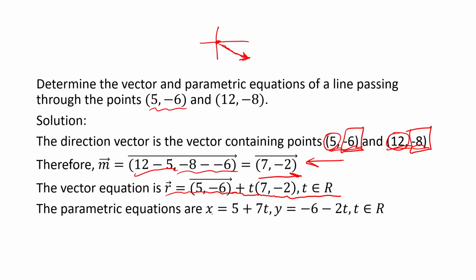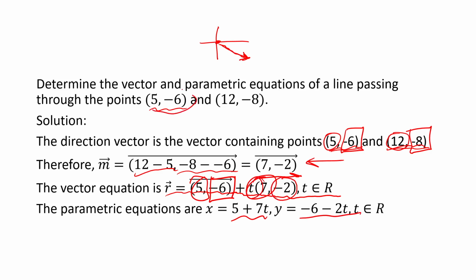Once you determine the vector equation, the parametric equation is pretty easy. We can say x will be 5 + 7t, and then y will be -6 + (-2)t.